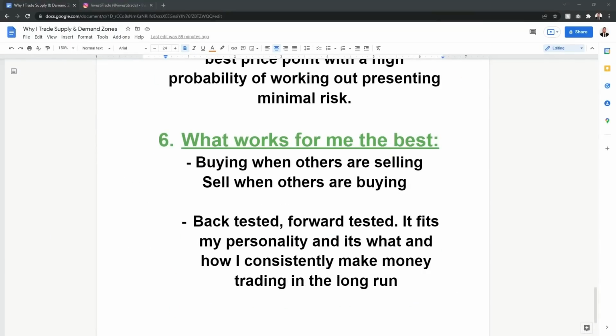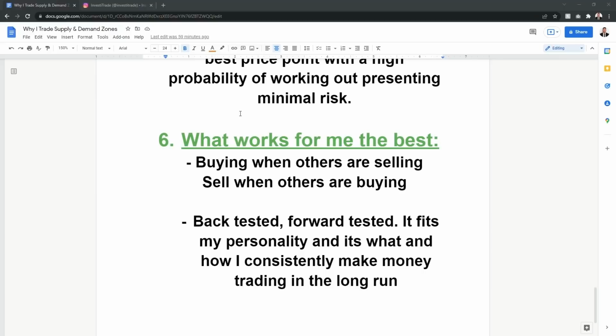And another thing that I like, and I find it to work out the best, is supply and demand. I've back tested it, I forward tested it, and it fits my personality. It's how I trade every single day. It's what works for me the best. It's how I consistently make money in the long run. It might not work for you. It might work for others. It works for me the best, and I can only explain how I trade and why I trade.